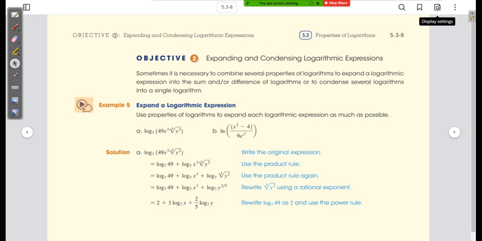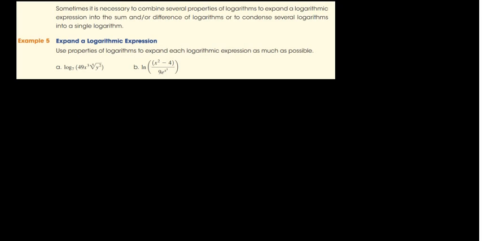Okay, so we have been condensing, so now we need to expand. And we will keep that paragraph in there. So sometimes it is necessary to combine several properties of logarithms to expand a logarithmic expression into the sum and or difference of logarithms, or to condense several logarithms into a single logarithm. Now we're going to be expanding. So this probably looks like a 2-pager, so I'm not going to go too crazy here.